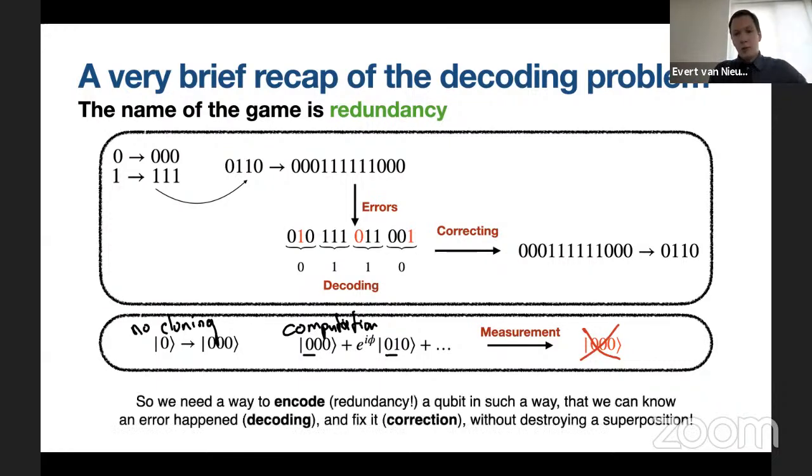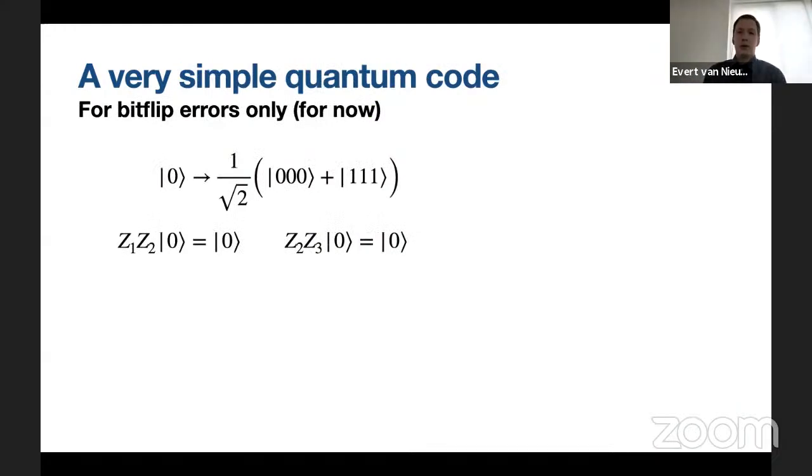So the whole problem for quantum error correction is that we need to find a clever way of encoding quantum bits in such a way that we can still know that an error happened, but without actually destroying the whole quantum state that we have, right? Without destroying the superposition that these many bits may be in. I hope that's intuitively clear. So here's a way of doing that, a very simple way that only corrects bit flip errors.